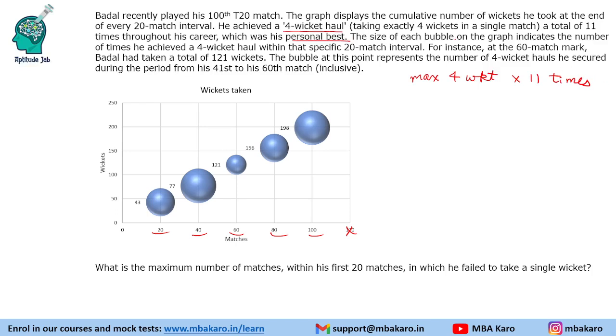The size of each bubble on the graph indicates the number of times he achieved a 4 wicket haul within that specific 20 match interval. For instance, how to read the graph: at the 60 match mark, he has taken a total of 121 wickets. And this size tells how many times he took 4 wickets from the 40th to 60th match. So that is the information given to us, 41st to 60th, both inclusive.